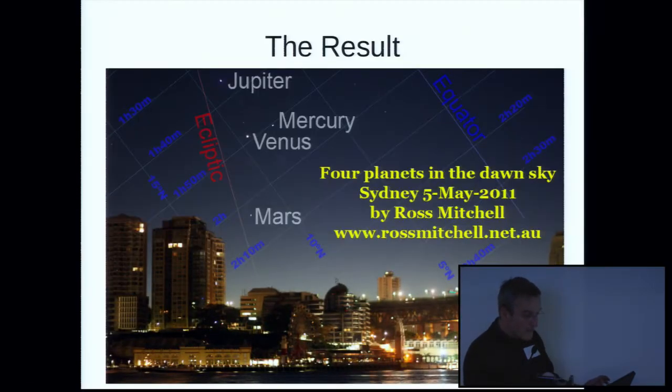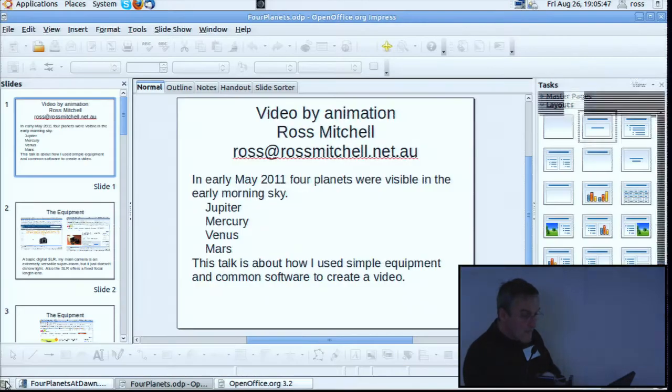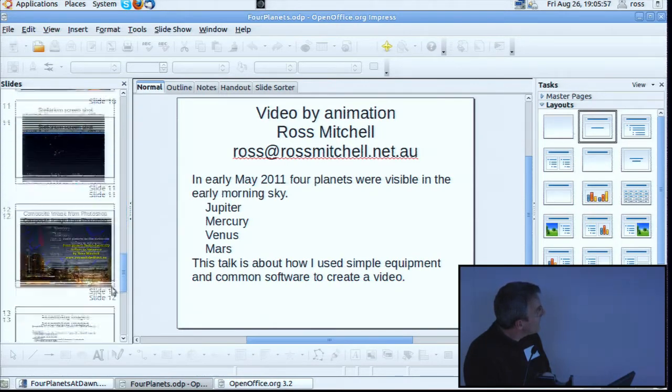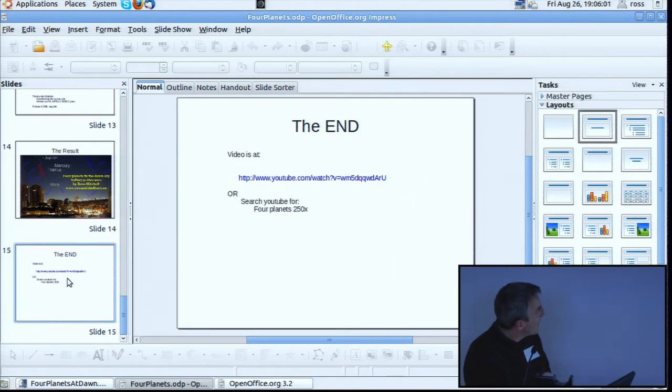And so we'll go back to the slideshow. Why isn't it coming up? I don't know why that's not coming up. But that's up on YouTube. There's the address there, or you can find it by searching for four planets and 250 times, which finds it amongst all of the others, which I don't think are anywhere near as good. Thank you.